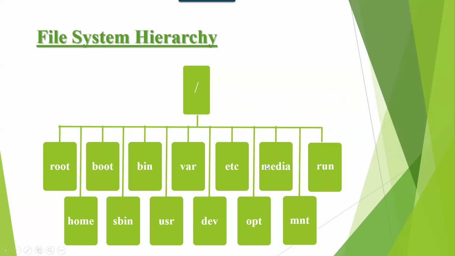Media contains external devices information and kernel information up to version 6. External devices means removable devices information is stored under media. MNT contains partitions and their mounted directories information. Run contains external devices information and kernel information from version 7. Media contains external devices information up to version 6. From version 7, run contains external devices information and kernel. So these are the directories we have in Linux.